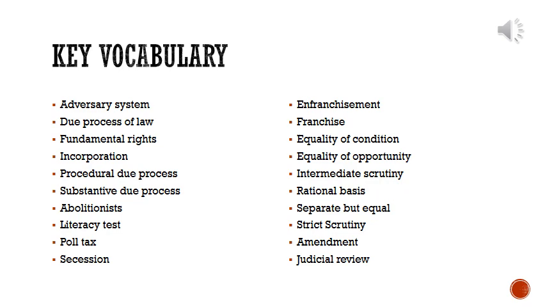Here's our key vocabulary: adversary system, due process of law, fundamental rights, incorporation, procedural due process, substantive due process, abolitionist, literacy test, poll tax, secession, enfranchisement, franchise, equality of condition, equality of opportunity, intermediate scrutiny, rational basis, separate but equal, strict scrutiny, amendment, and judicial review.